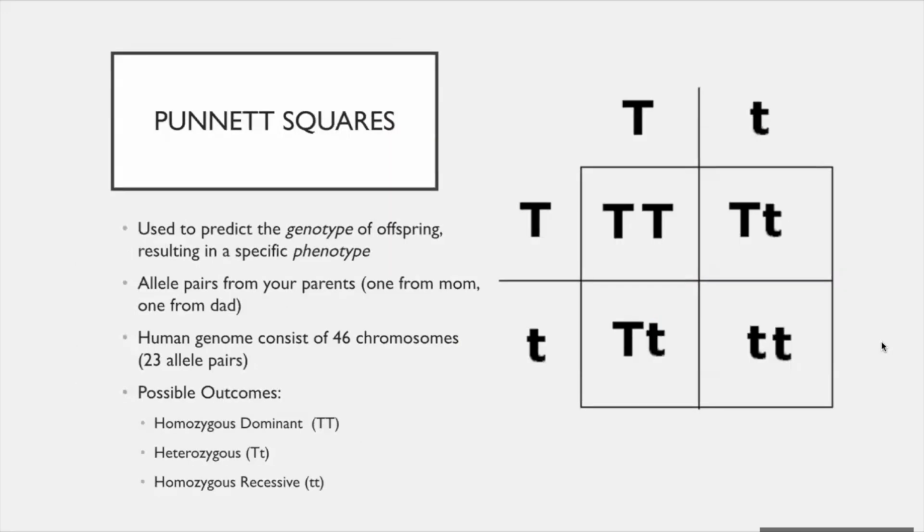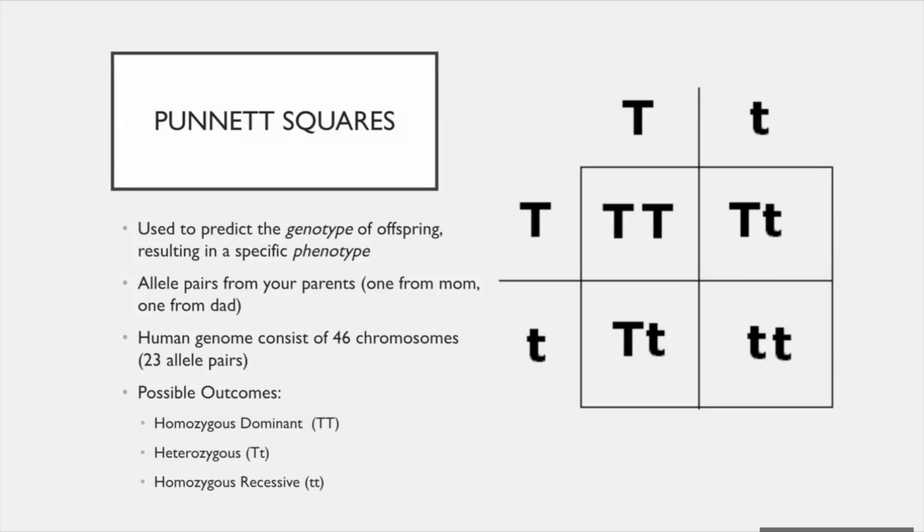Next, we'll go over Punnett squares. So Punnett squares are used to predict the genotype of offspring, resulting in a specific phenotype. Genotype is the letters or the gene, and phenotype is the physical characteristic that it portrays. Allele pairs from your parents, one from mom and one from dad, are given to each child. Human genome consists of 46 chromosomes, 23 allele pairs. The possible outcomes are homozygous dominant, 2 capital letters, heterozygous, 1 capital, 1 lowercase, and homozygous recessive, 2 lowercase letters.